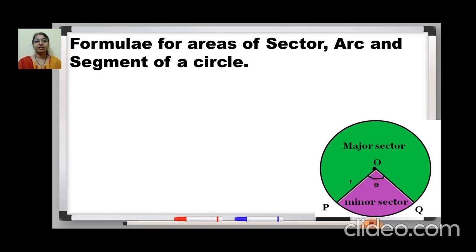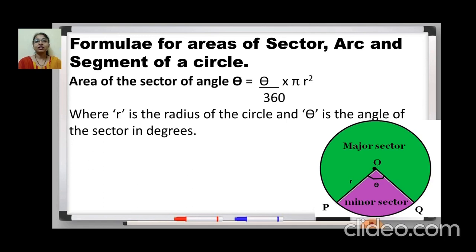center, right? So theta is central angle, r is the radius of the circle, then the area of the sector of angle theta is given by the formula theta divided by 360 into pi r square, where r is the radius of the circle and theta is the angle of the sector in degrees, right? So remember this formula, area of sector with angle theta is given by theta divided by 360 into pi r square.